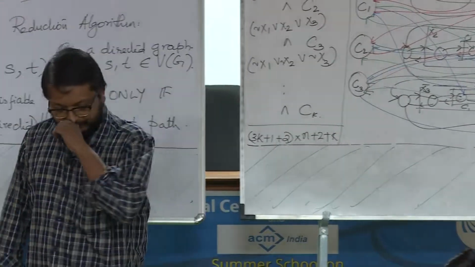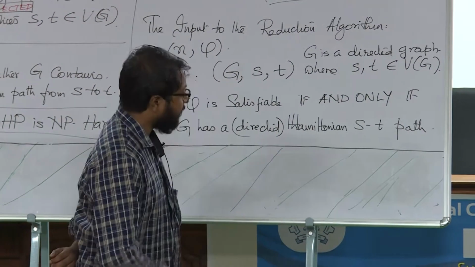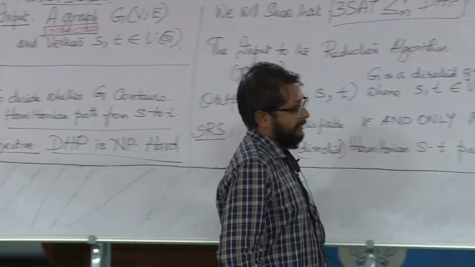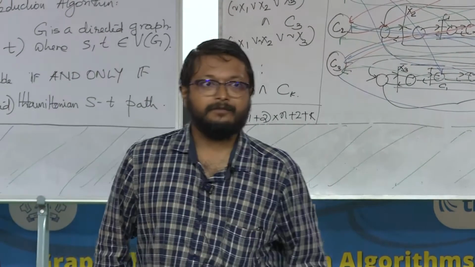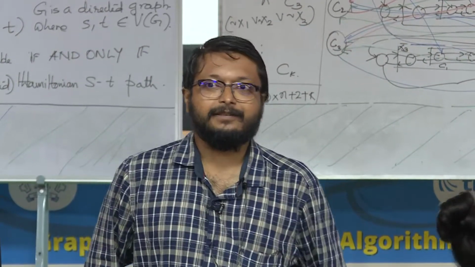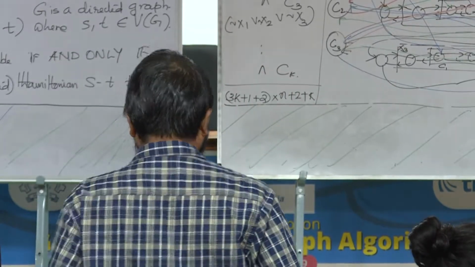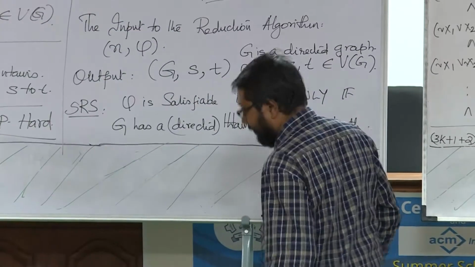All right. So now let us look at the easy part. Suppose the formula is satisfiable. What should I show? I should show that there is a Hamiltonian path. Correct. Okay. So suppose, assume that the formula is satisfiable.